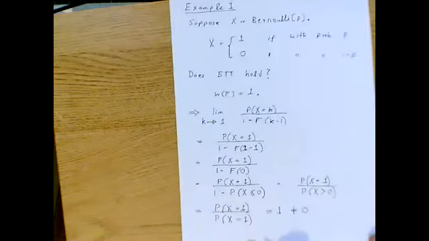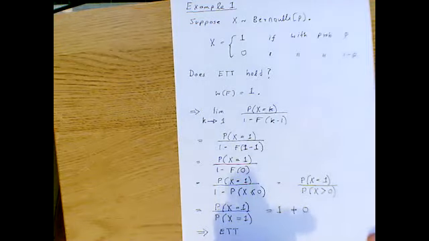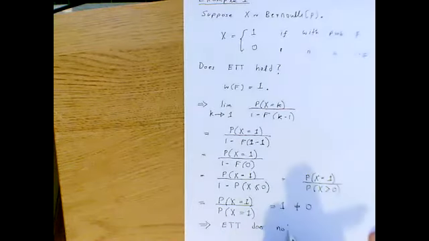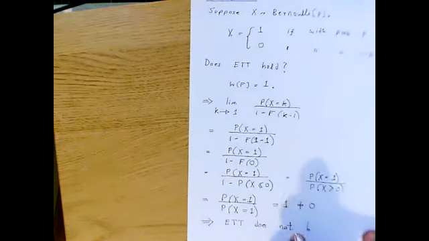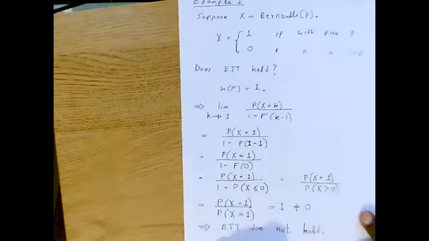So the conclusion is that the extremal types theorem does not hold.